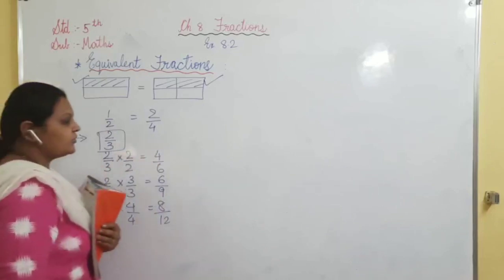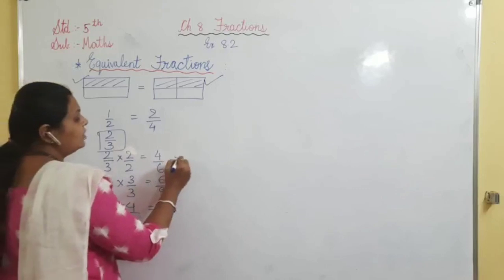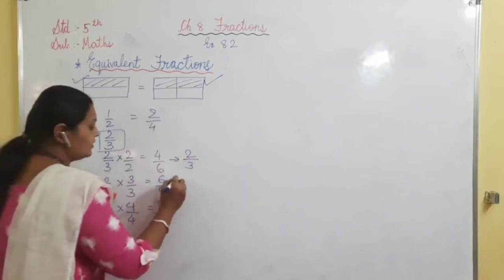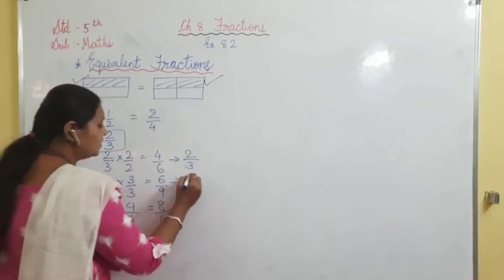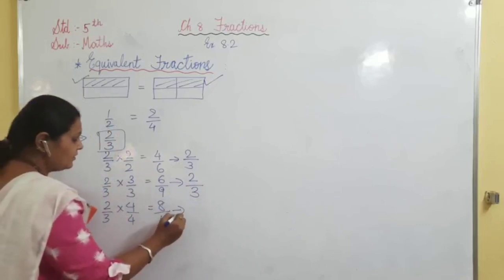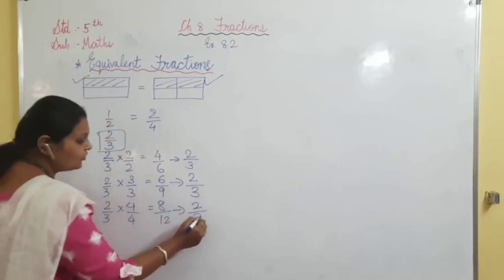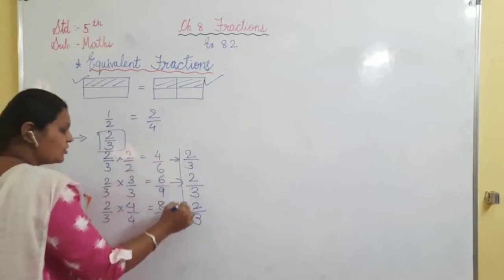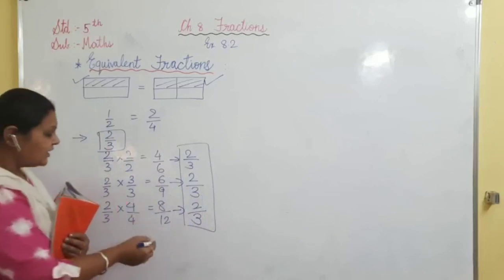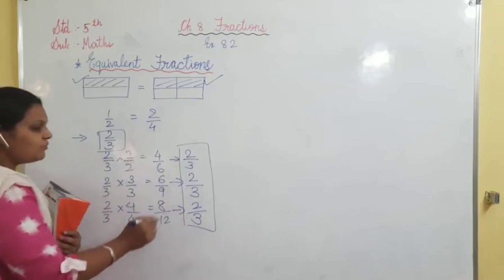If you cancel these fractions, you will get 2 upon 3. How? 2 2s are 4 and 2 3s are 6. Here also 3 2s are 6 and 3 3s are 9. Here 4 2s are 8 and 4 3s are 12. So you are getting 2 upon 3, 2 upon 3, 2 upon 3. Okay, this is the example of multiplication.